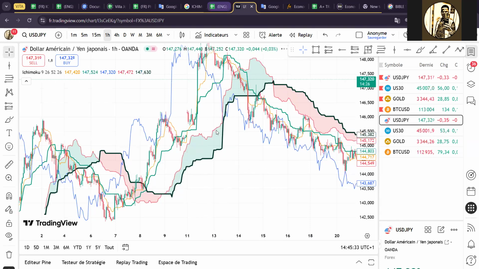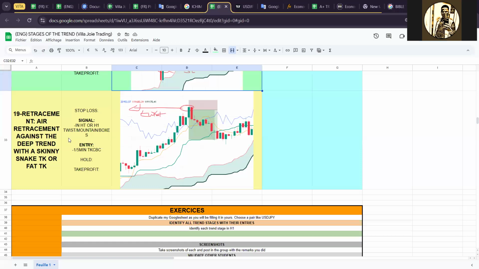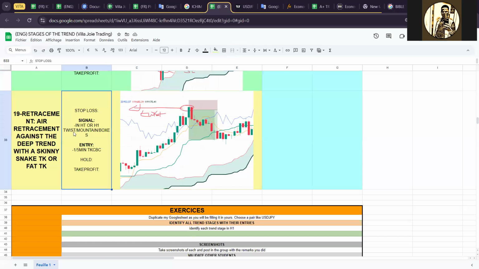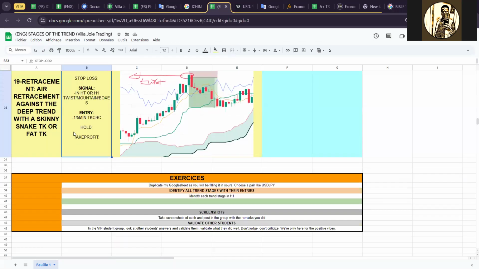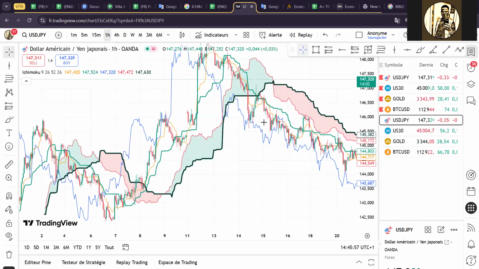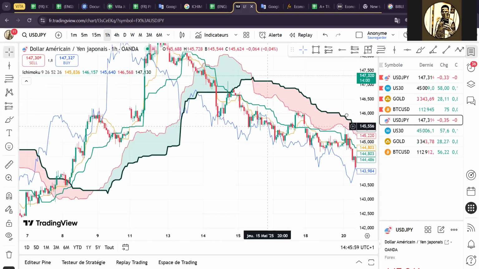So let us move on to the last one, retracement. The retracement in air, right? The retracement in air against the deep trend with a skinny snake or a TK cross or a fat. So retracement is what? Let us take this uptrend.